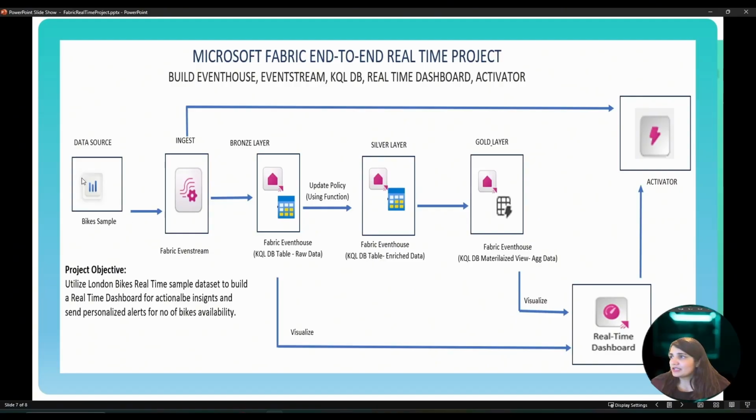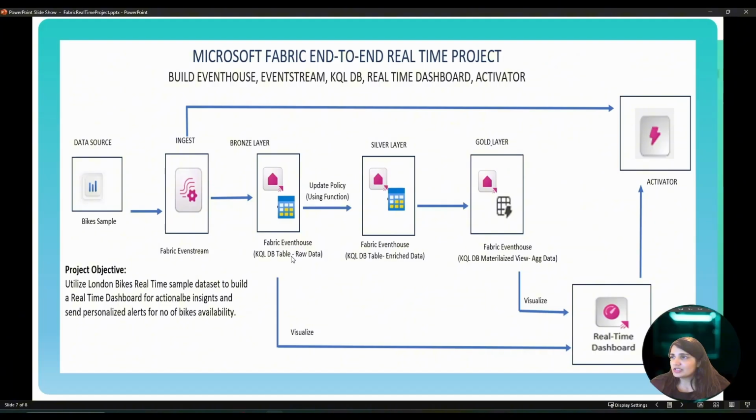Bikes sample data, which is available in Fabric, will be ingested using Fabric Eventstream. This data will then be stored in an Eventhouse KQL database as raw data. Then we will make use of a function and use an update policy so that this data is stored in the Silver layer, which is a KQL database. This is enriched data. We will build a materialized view on top of that for the Gold layer. It will do some aggregations, and then this data will be visualized in a real-time dashboard.